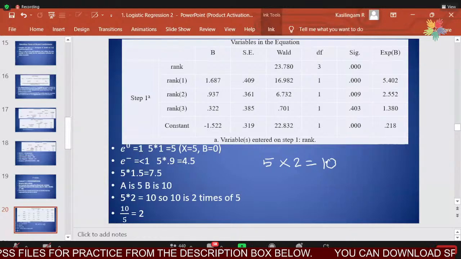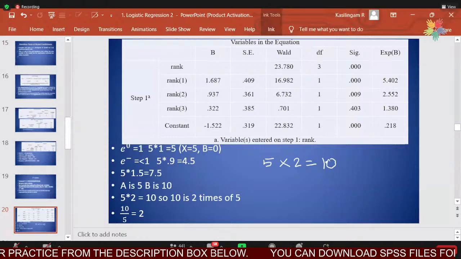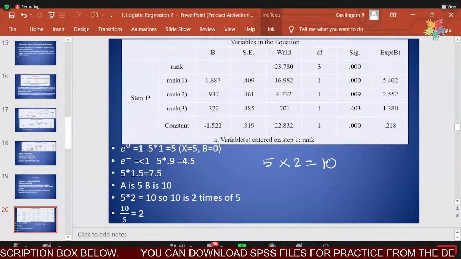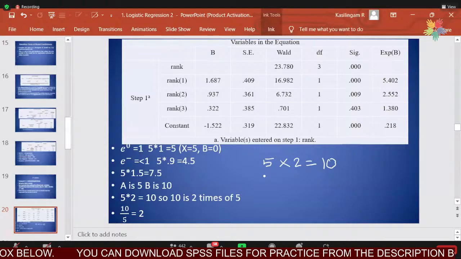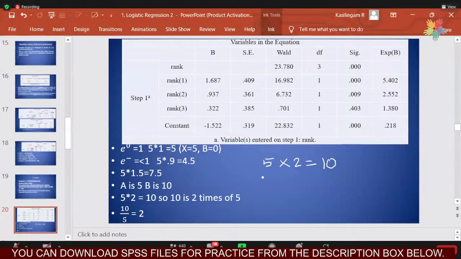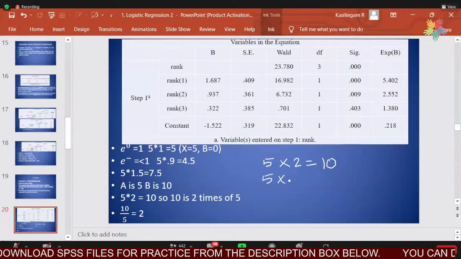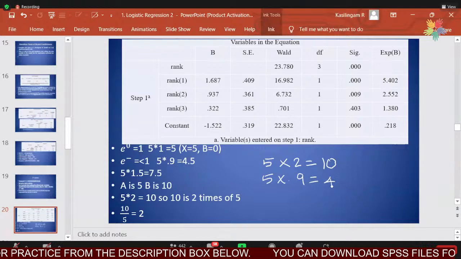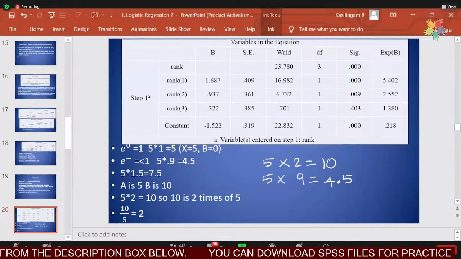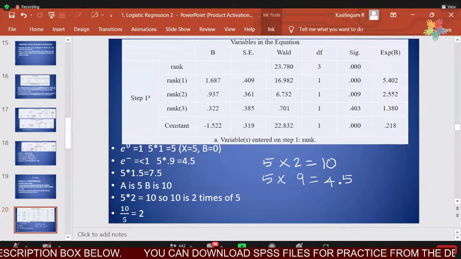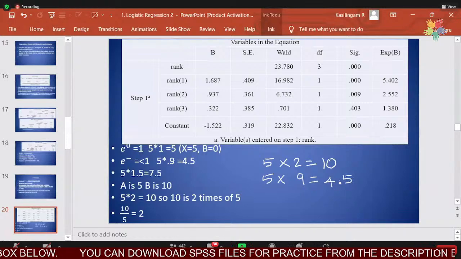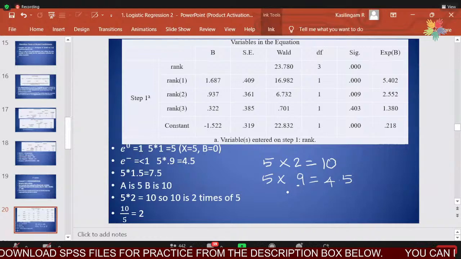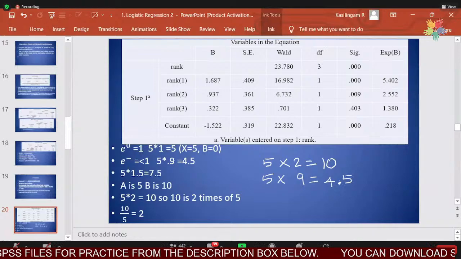For example, suppose this is 5 into 0.9, what will happen? This will be 4.5. Yes or no, madam? Yes, sir. So this is a decimal point, right?